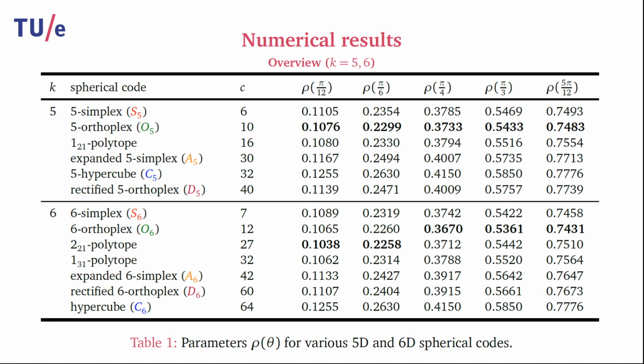Also for dimensions 5 and 6, again, you can just do this exercise and you see that the cross polytope is the best in 5 dimensions, and in 6 dimensions, again, the cross polytope is good for large target angles, and for small target angles, actually, this 221 polytope, which is related to the E8 root lattice, seems to give you the smallest values overall.